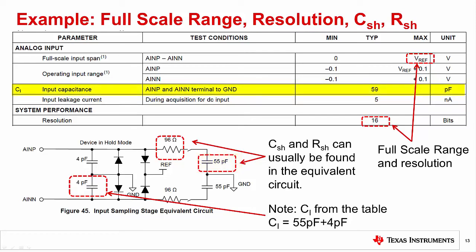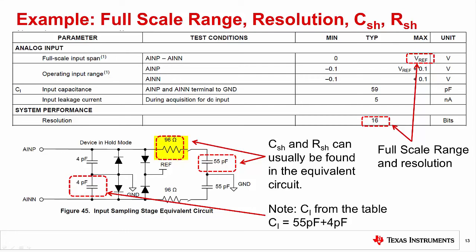Notice that this example datasheet shows an input capacitance specification of 59 picofarads and an equivalent input circuit sample and hold capacitance of 55 picofarads. The reason for the discrepancy is that the equivalent circuit separates the 55 picofarad sample and hold capacitor and the 4 picofarad parasitic input capacitance. So CI from the table is the sum of the 55 picofarad and 4 picofarad capacitors. Note that when we build our input model, it is best to refer to the input circuit for completeness.